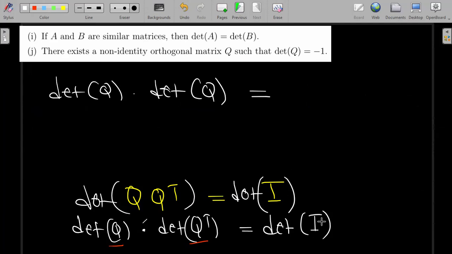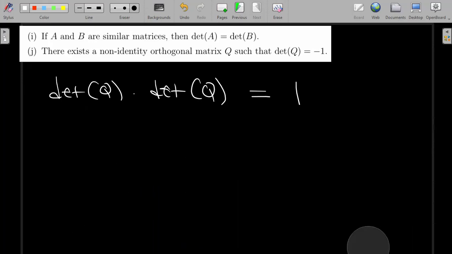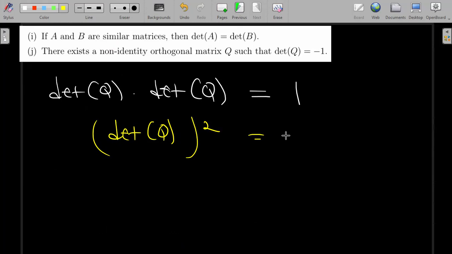And then it is equal to, we said the determinant of the identity is always 1. So on my left-hand side, I have the determinant of Q multiplied by the determinant of Q. That is the same as the determinant of Q to the power 2 is equal to 1.